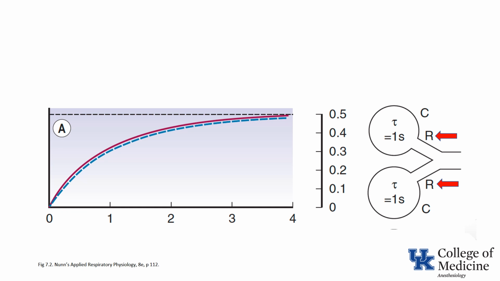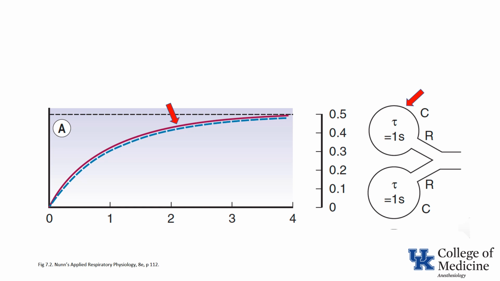This diagram indicates ventilation of two separate lung units, each with a normal airway resistance and normal compliance. Note that the time constant is the same for each lung unit. Remember that the time constant is the time necessary for inflation to 63% of the final volume if inflation were maintained indefinitely.